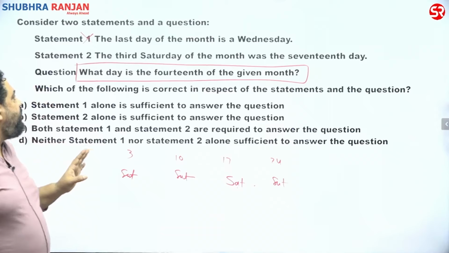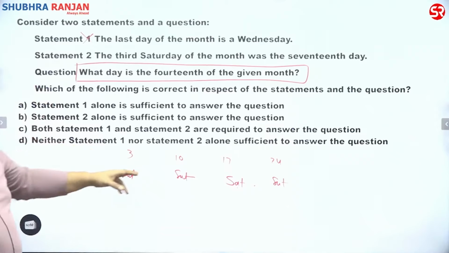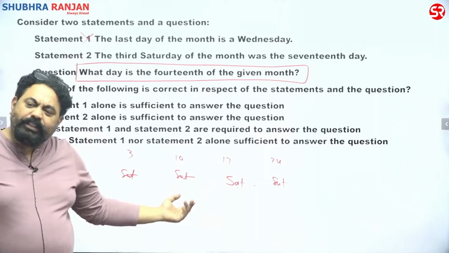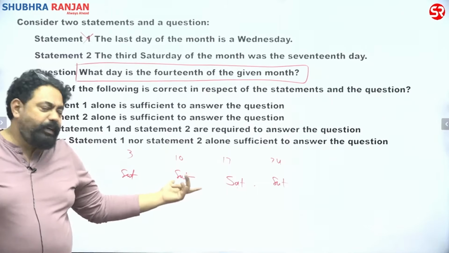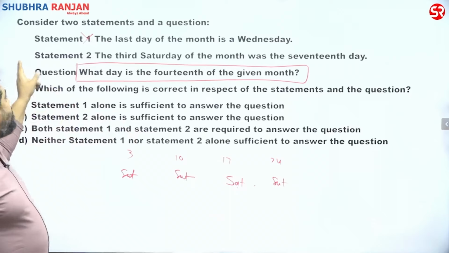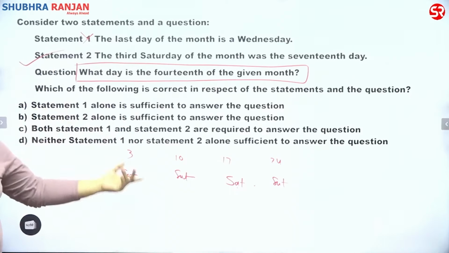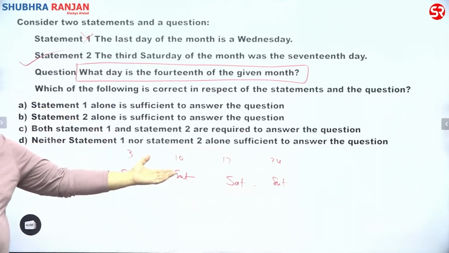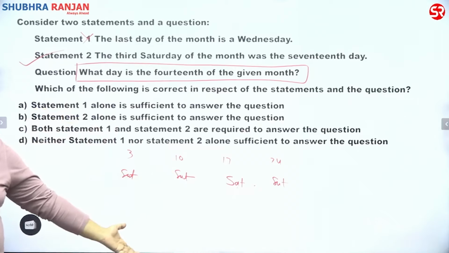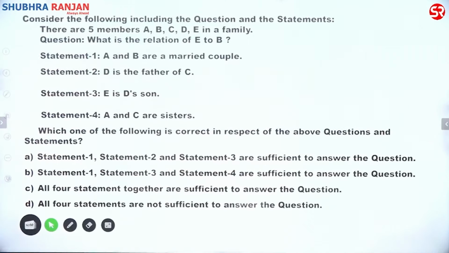Meaning, what is the question? What day is the 14th of this month? So the 17th is Saturday, so the 14th will come. What is the problem? Why are you bothered, which one it is, how many it is? The answer is coming from B. What day is the 14th of this month? Definitely, if the 17th is Saturday, the 14th can be easily found out here. So you don't need to bother. Right? Answer is B.